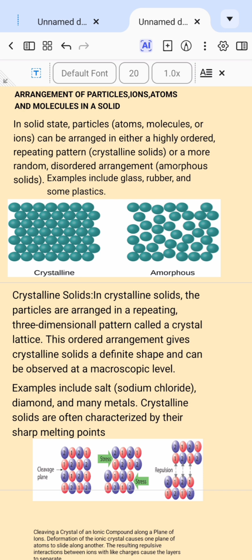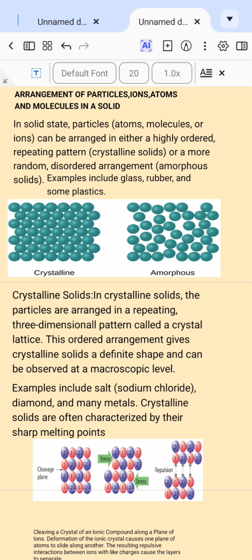Let's quickly consider different crystalline solids and how their particles are arranged. What kind of particles arise in them and how are they arranged? In crystalline solids, particles are arranged in a repeating three-dimensional pattern, which results in what we call a crystal lattice. A very good example is ionic solids.